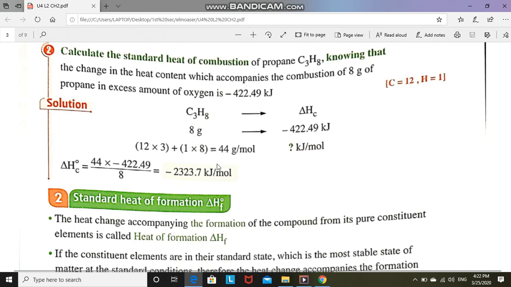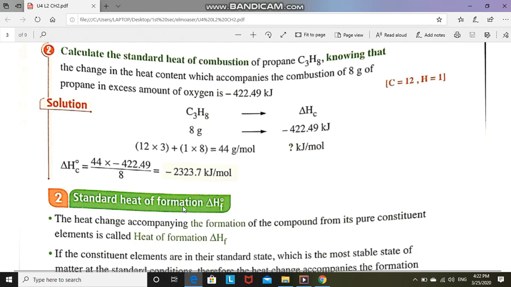We will make cross multiplication. 45 times negative 422.49 kilojoule divided by the mass here. Cross multiplication will produce this amount of heat of combustion. We have a negative 2323.7 kilojoule per mole. Okay, this is very easy and very simple for the standard heat of combustion. We have the second type of chemical exchange.